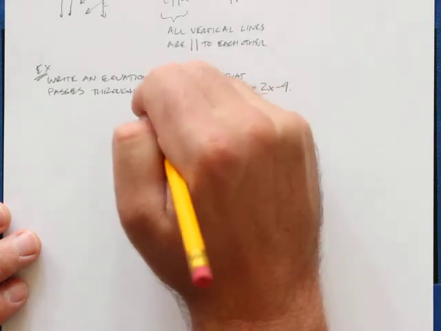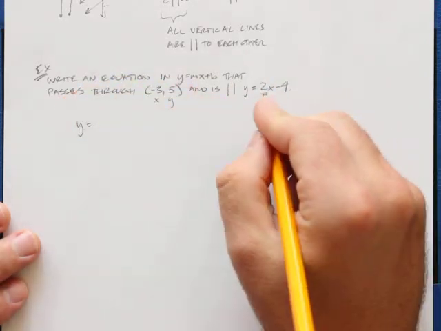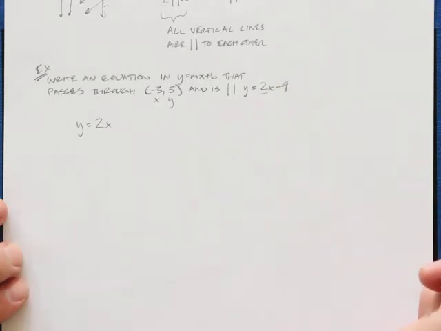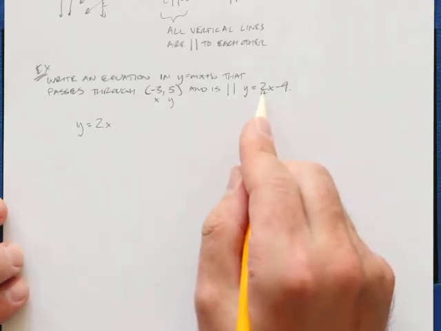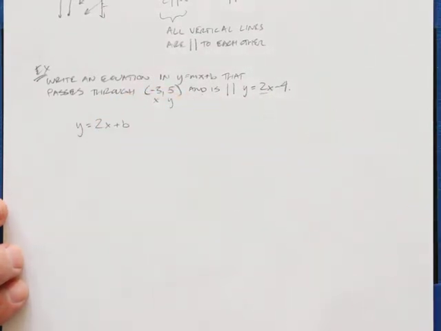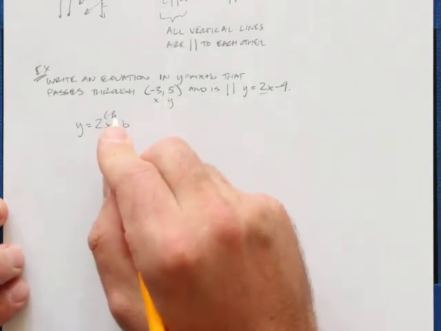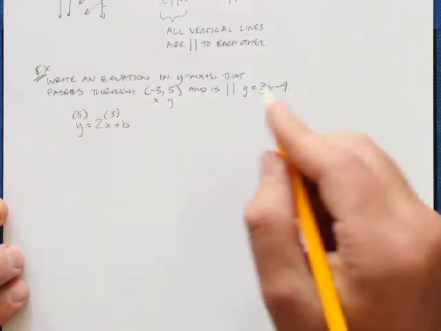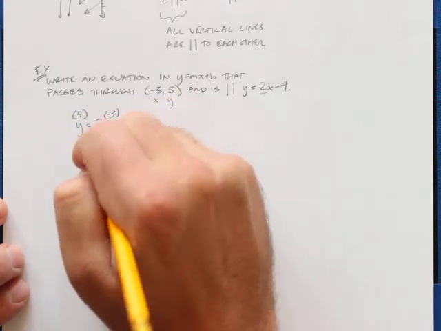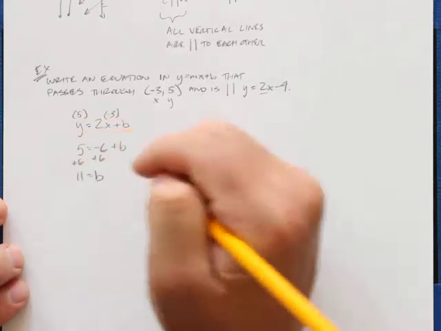So I'm going to label this x and y, and I'm going to say y equals my slope, which is 2 times x. I don't know what my y-intercept is going to be because this is a different line. So I have the same slope, different y-intercept. So I'm going to say plus b. I don't know what my y-intercept is going to be, but I do have a point that lies on this line. And so what I do is I just plug in my point. Negative 3 for my x and 5 for my y value. 5 equals negative 3 times 2, which is negative 6, plus b. Add 6. 11 equals b.